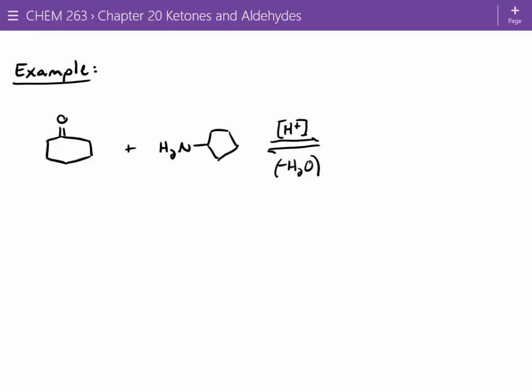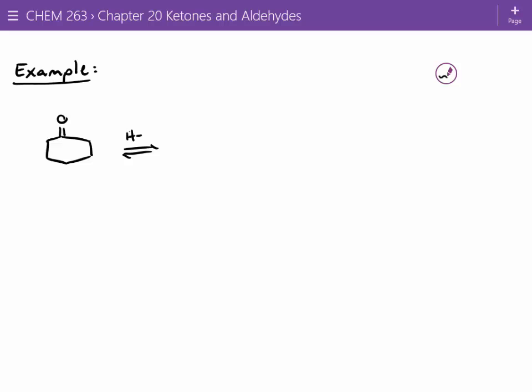Do you guys want to see the full mechanism? Yes? Okay. So let's actually do this. I'm going to erase this. You guys can leave it on there, but I want to show the full mechanism now. So first step, we don't want to protonate our primary amine. We just want to protonate our carbonyl.